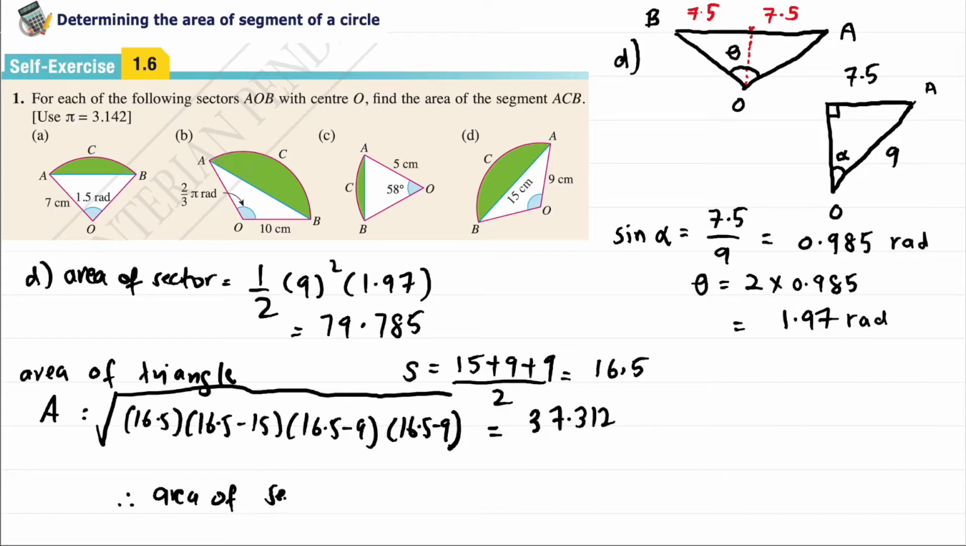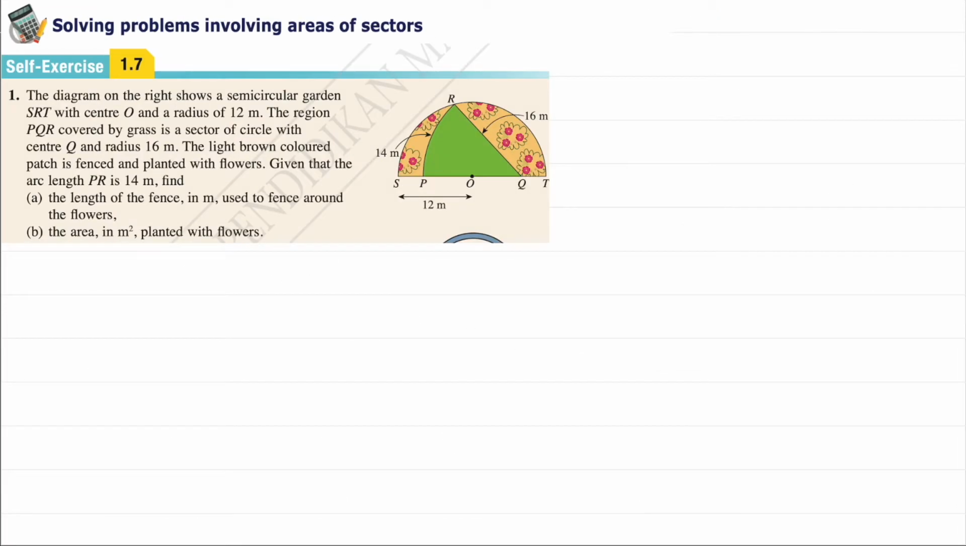So, area of segment equals to, press the calculator, just minus. This sector, 79, you minus with the 37.312. You will get 42.473 cm square. Okay, can? Okay, now we want to solve problems involving areas of sector.